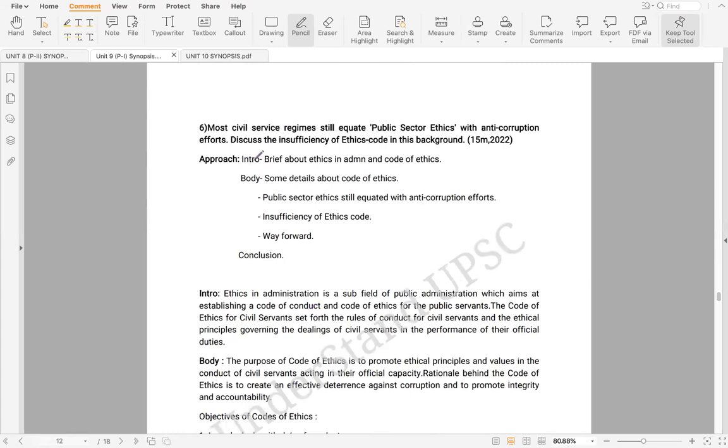Okay. Brief about the ethics in administration and the code of conduct or code of ethics. Some details about the code of ethics. Public sector ethics still equated with anti-corruption efforts. This is the main thesis statement. Insufficiency of the ethics codes, whereas it's not only anti-corruption. And then way forward, right?